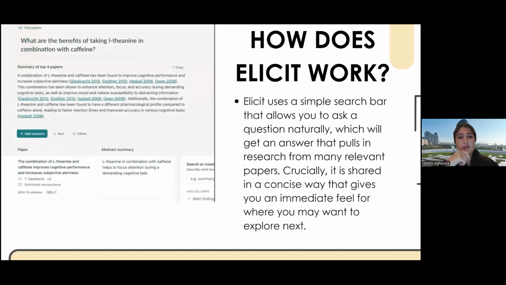Here, I try to introduce how it works. We use Elicit with a simple search bar that allows you to ask questions naturally, and crucially it shares a concise answer that gives you an immediate feel for where you may want to explore next. And here is an example, you can use this screenshot. It depends on your prompt, how correctly you put your prompt according to your topic.